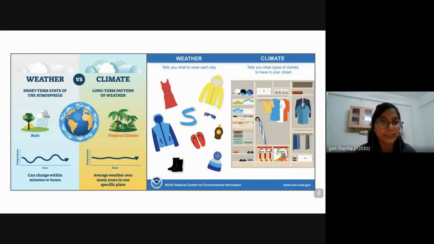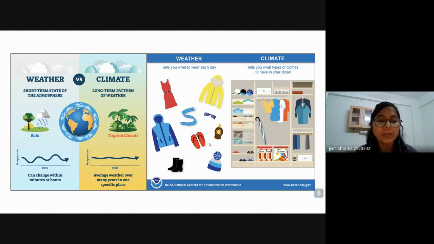So let's say here is an example. If it is raining in a day, then this is weather. If we talk about a tropical climate, then it is climate. Here in this example, which is a beautiful example I got from the NOAA website, weather tells you what to wear each day.